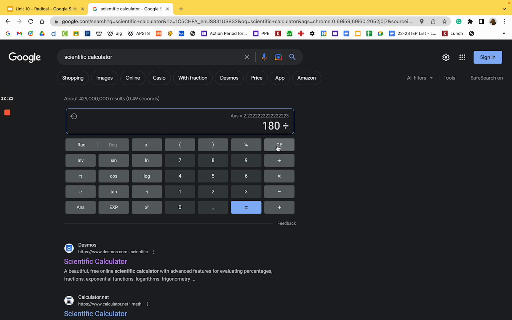180 divided by, what else do we have? 64, 49, 36. Ooh, let's try 36. Perfect. I came up with a whole number. And this is what we're looking for. So I know that the biggest perfect square for this is 36. And the other part is going to be 5.